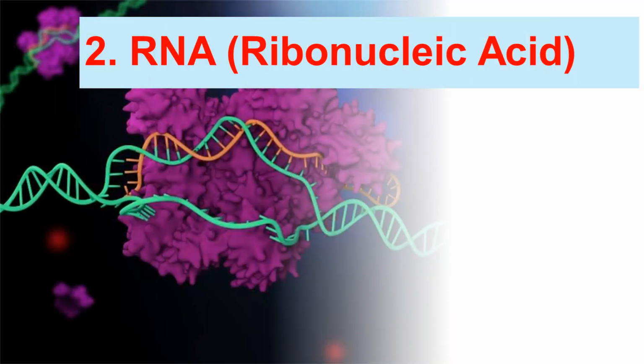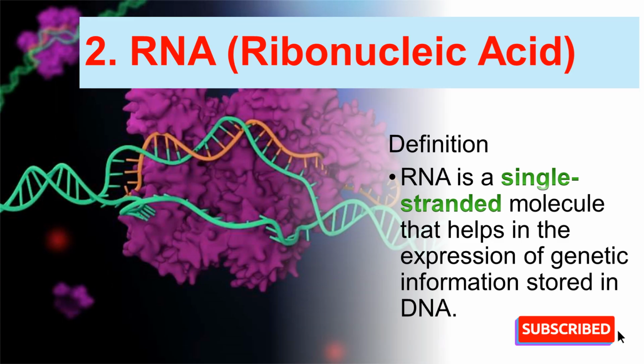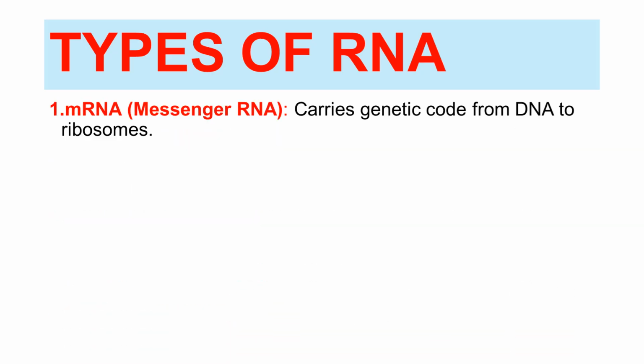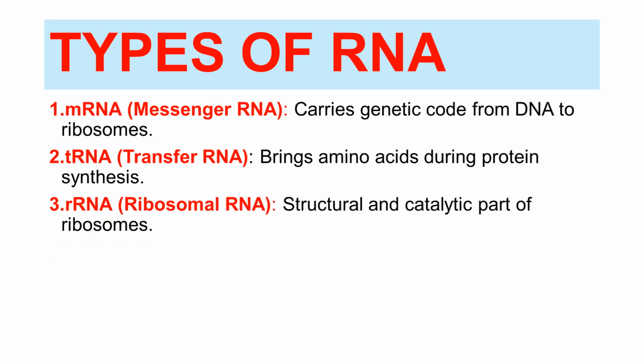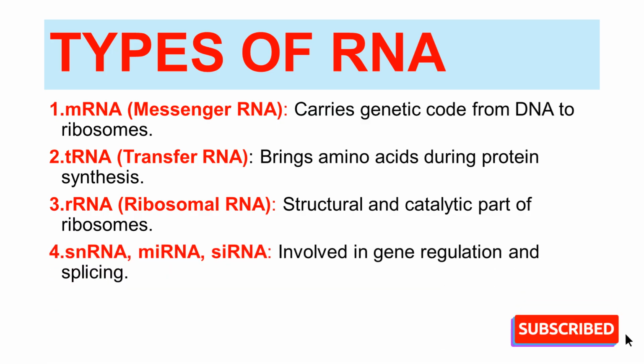2. RNA, ribonucleic acid. Definition. RNA is a single-stranded molecule that helps in the expression of genetic information stored in DNA. Types of RNA. mRNA, messenger RNA, carries genetic code from DNA to ribosomes. tRNA, transfer RNA, brings amino acids during protein synthesis. rRNA, ribosomal RNA, is the structural and catalytic part of ribosomes. snRNA, miRNA, siRNA are involved in gene regulation and splicing.